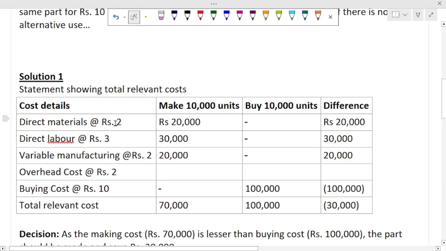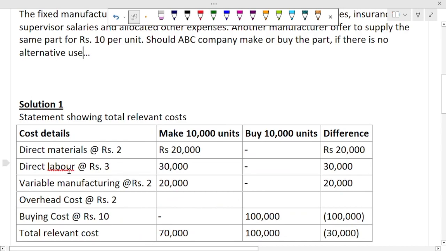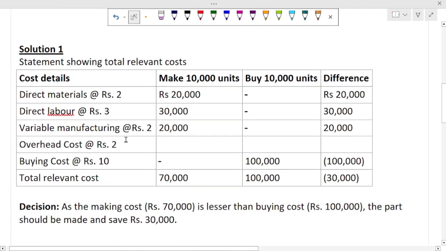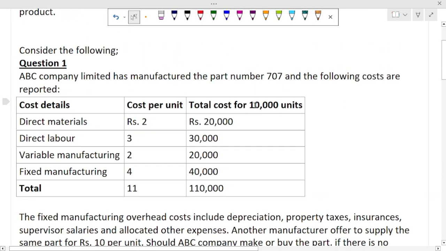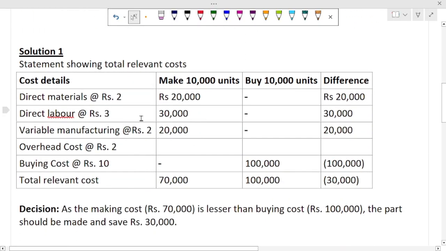Now direct material, that one is what? 2 rupees. We got that too from here. And direct labor 3 rupees. We got that value from here. So it's like we're just putting the values there. Okay. Now if you observe, of course all of them, they are all 10,000 units, because what we have here in the equation is 10,000 units. So that's what we are working with now.